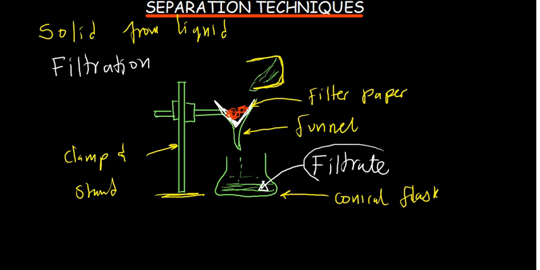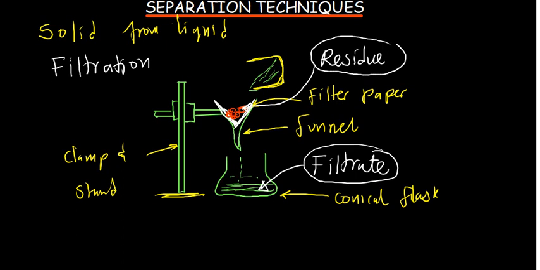You need to know this. And then the sand which remains on the filter paper here, the ones you're able to see in red, this is called the residue. Okay, residue is just the remains. So the sand that remains is called the residue.